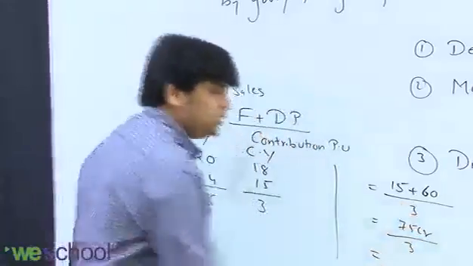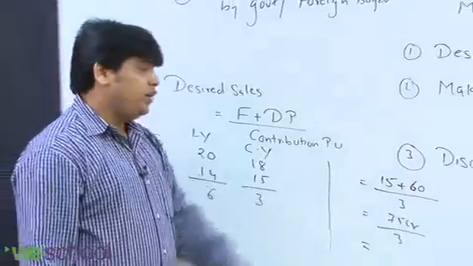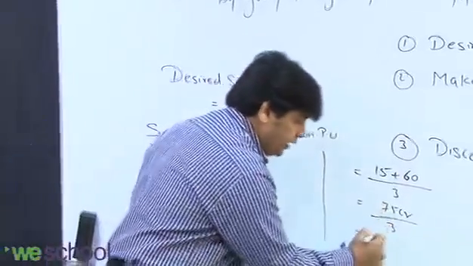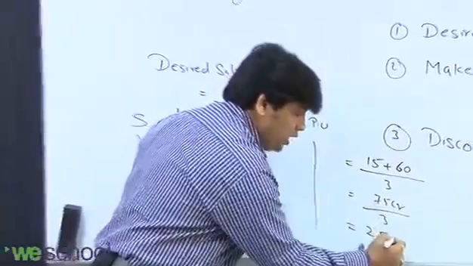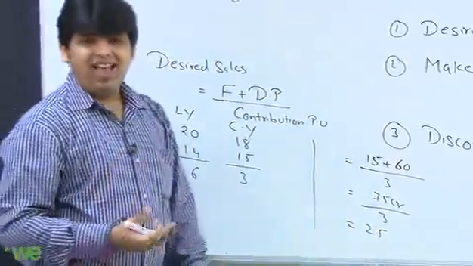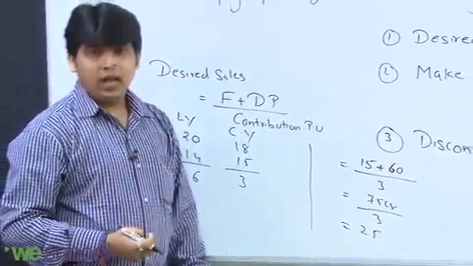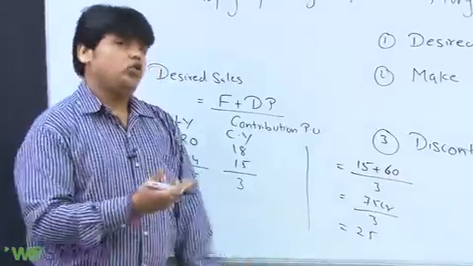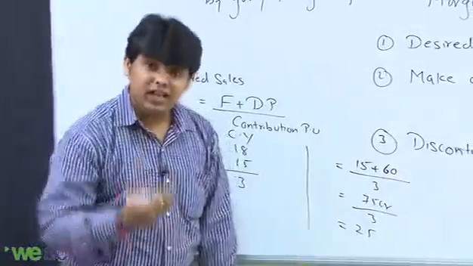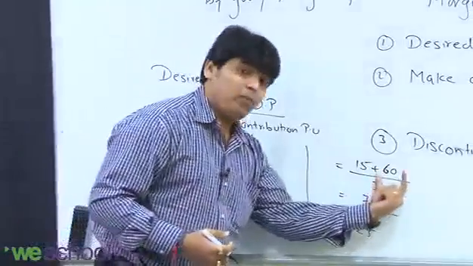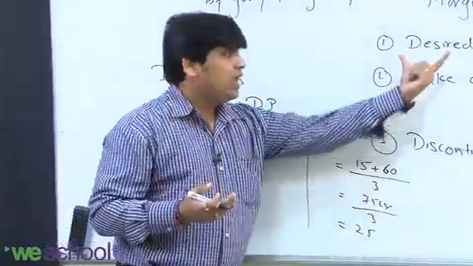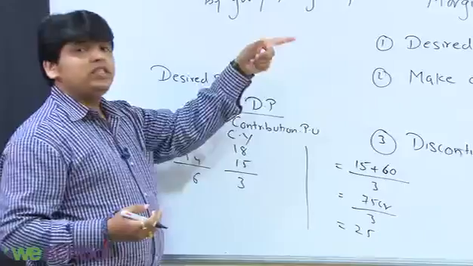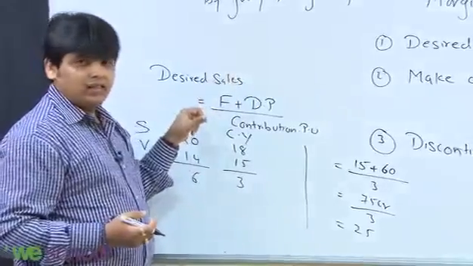What will be my units? It will give me 75, 3 2s are 6, 3 5s are 15. 25 lakh units I have to sell in order to get the same level of profit. So this decision making I can do with the help of marginal costing techniques.